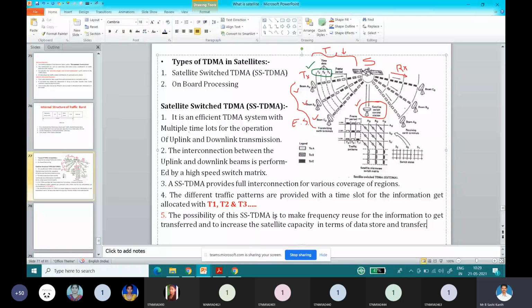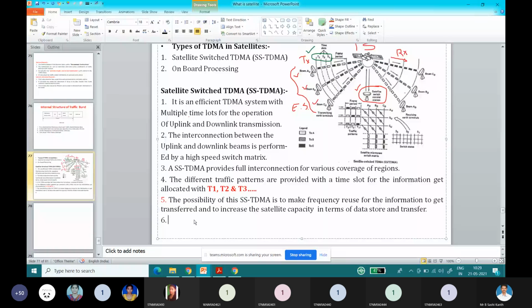And the antennas used in SS TDMA provide a better coverage of the region in terms of beam width. So this is what happens in the satellite switch TDMA.